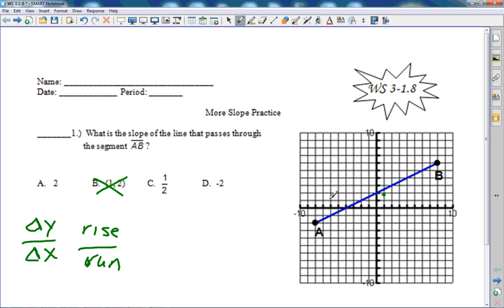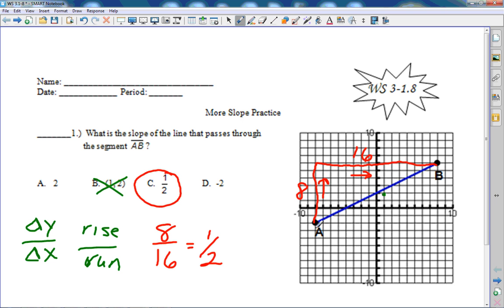Okay, so to find the slope, let's start here. We're going to start from A, and I'm going to count how many up I need to go. I need to go up 1, 2, 3, 4, 5, 6, 7, 8. Up 8. And over here, we'll count 1, 2, 3, 4, 5, 6, 7, 8, 9, 10, 11, 12, 13, 14, 15, 16. Okay, so I said it was rise over run. 8 over 16. That reduces to 1/2. My answer is C.